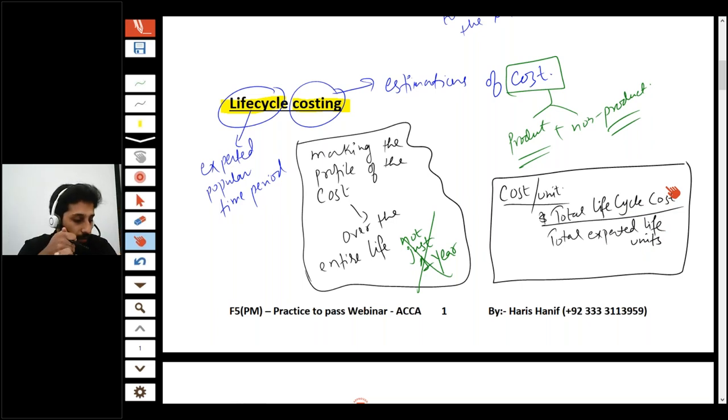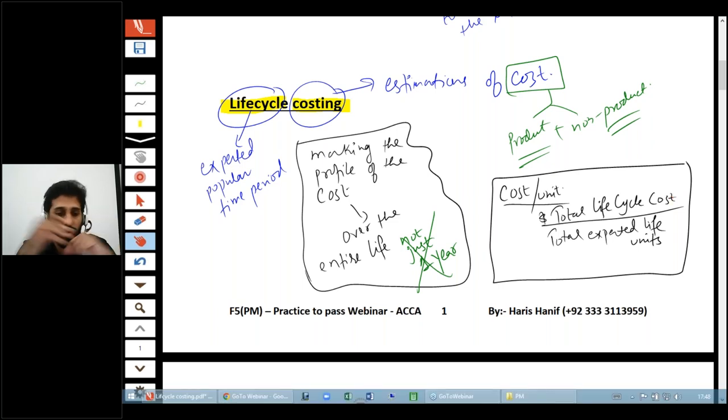Now let's move ahead for the examples, questions, MCQs, and then we are moving towards the case OTQ as well, since it may be examined in your real paper. I cannot give you 100% surety about this topic. It quite may be possible. Life cycle, target, throughput, whatever. But the costing area will be examined in case OTQ.